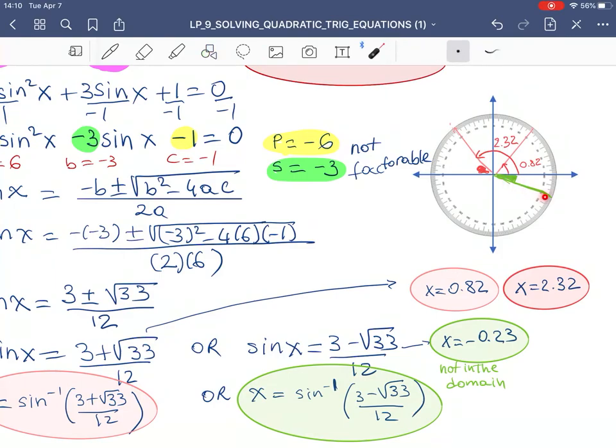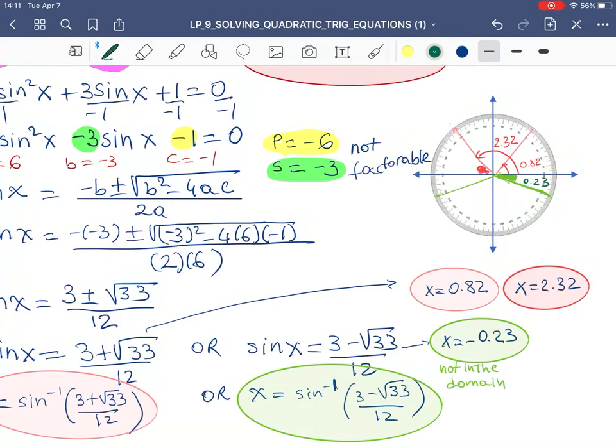And to do this, we simply reflect this terminal arm about the y-axis. Why? Because we've used a sine ratio. And if you reflect it about the y-axis, then you will get something like this. And we're going to say we got the two terminal arms that have the sine ratio of 3 minus root 33 over 12. So let's do some very simple calculations to figure out what these angles are.